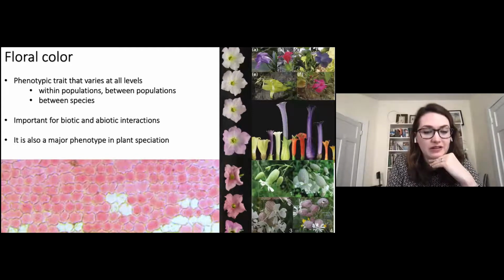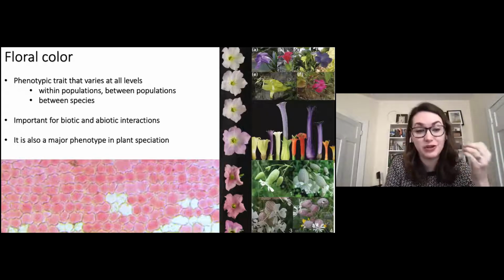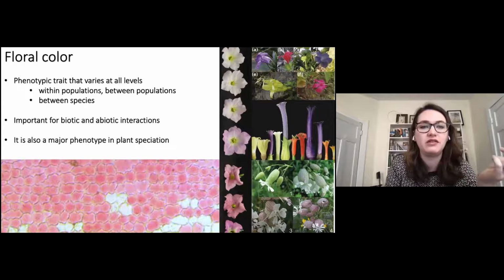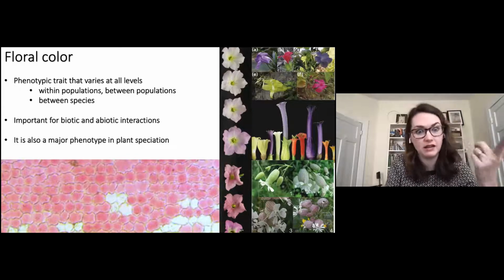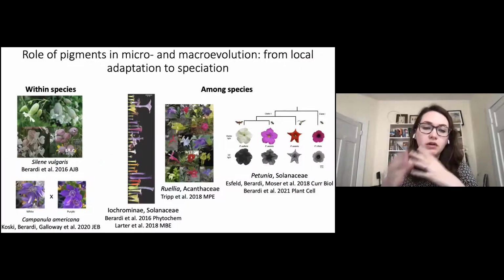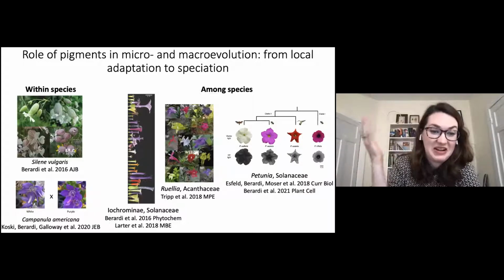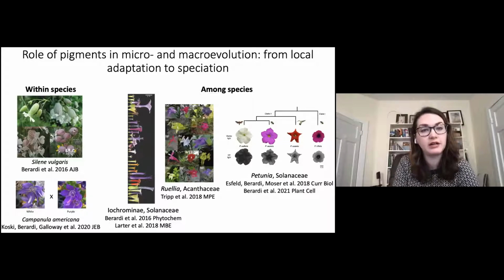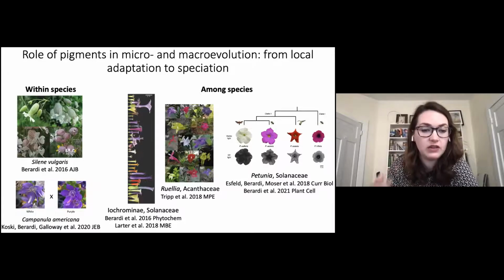So why is floral color interesting? I'm sure a lot of us are interested in floral color, so this isn't news, but to reiterate, floral color is a phenotypic trait that varies at all levels: within populations, between populations, and between species. It's important for both biotic and abiotic interactions, such as pollination and thermoregulation, and it's also a major phenotype in plant speciation. Throughout my short scientific career so far, I've focused on floral color and specifically the role of pigments in both micro and macroevolutionary processes, from local adaptation all the way through to speciation.